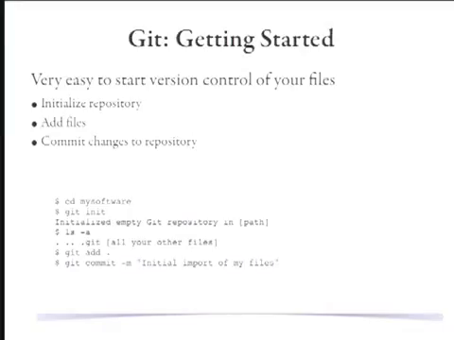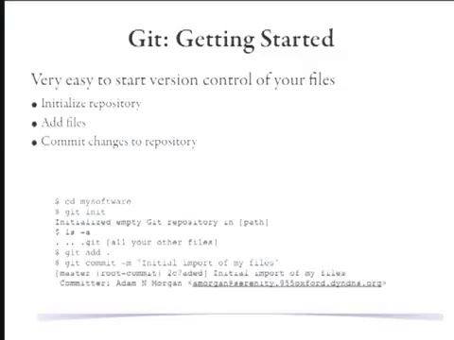And then you do git commit -m. The -m is to give the message of what you've changed. So you do git commit -m, and the message is "initial import of all my files." And then it prints out a nice little message of all that. Did people get that to work? Are there any problems with that?